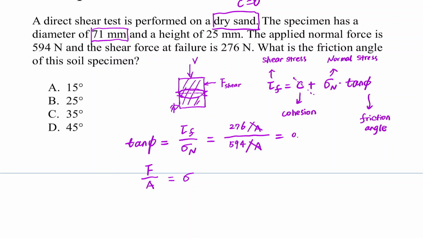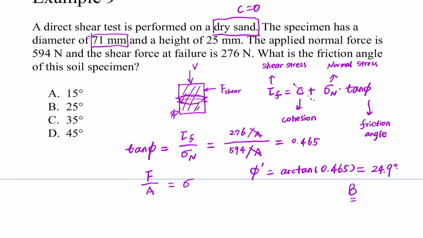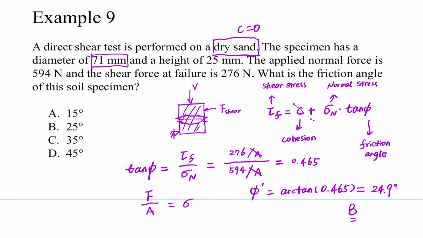This value is 0.465, and then the friction angle is arctangent 0.465. We're talking about 24.9 degrees. So the answer B is the right one. Okay, so that's pretty much about it for example number 9.